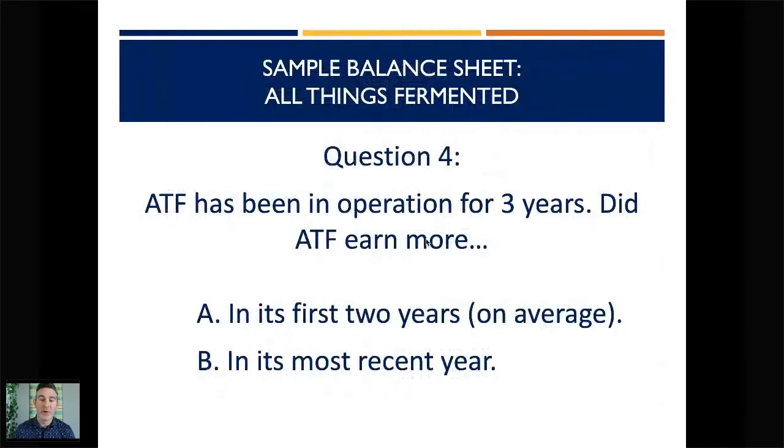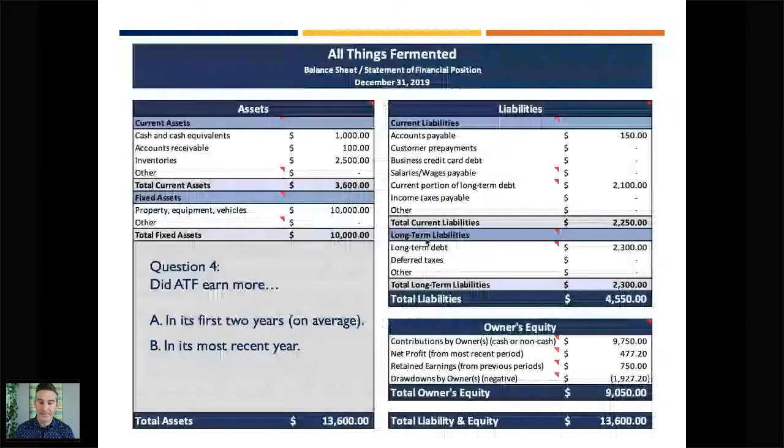All right, question 4. So again, All Things Fermented has been in operation for 3 years. So did All Things Fermented earn more in its first 2 years on average, or in its most recent year? So this should be something we can figure out looking at the balance sheet.